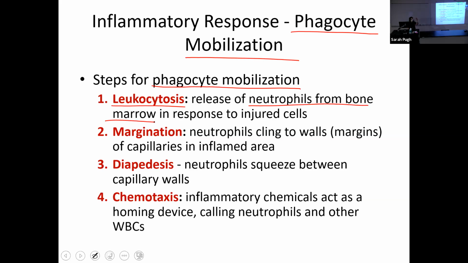So as the white blood cells get out into that area, they go through something called margination. It means they cling to the margin walls of that capillary in the inflamed area. Then they're going to squeeze out through the capillary wall through a process called diapedesis. That term literally means to squeeze through. And then they're going to get out into the tissue by following those chemicals. That's called chemotaxis. They're following those inflammatory chemicals like a homing device, finding where that damaged site is. And they're going to clean and gobble up foreign organisms.